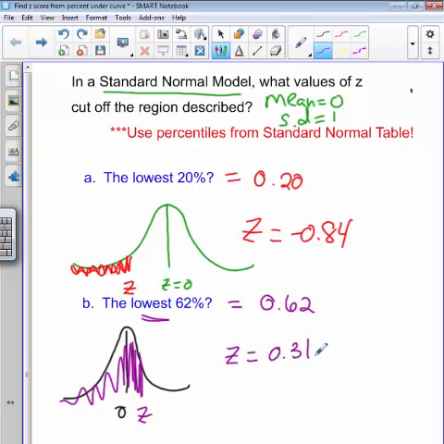Those are both lowest percents. We want the lowest 20% or the lowest 62%. So in both of these cases, the z-score itself gave us that region.